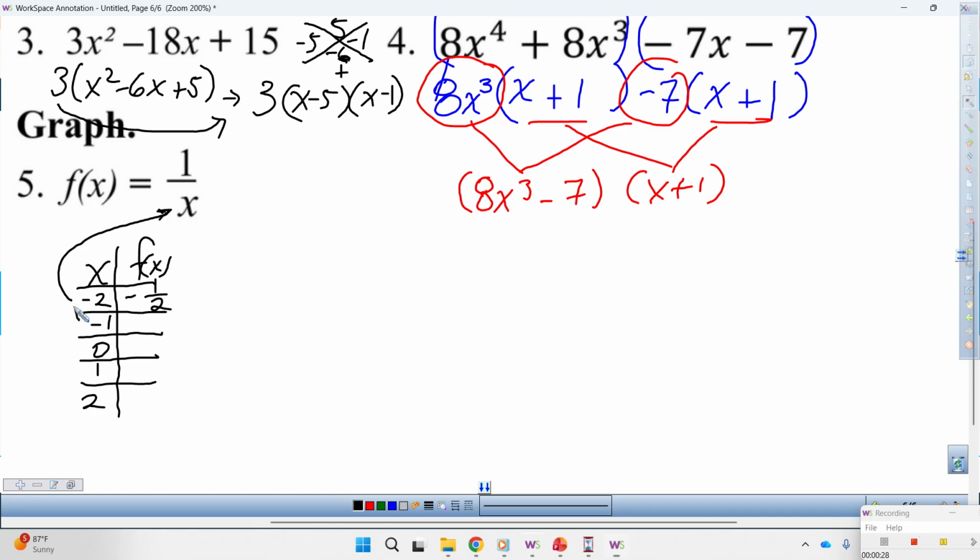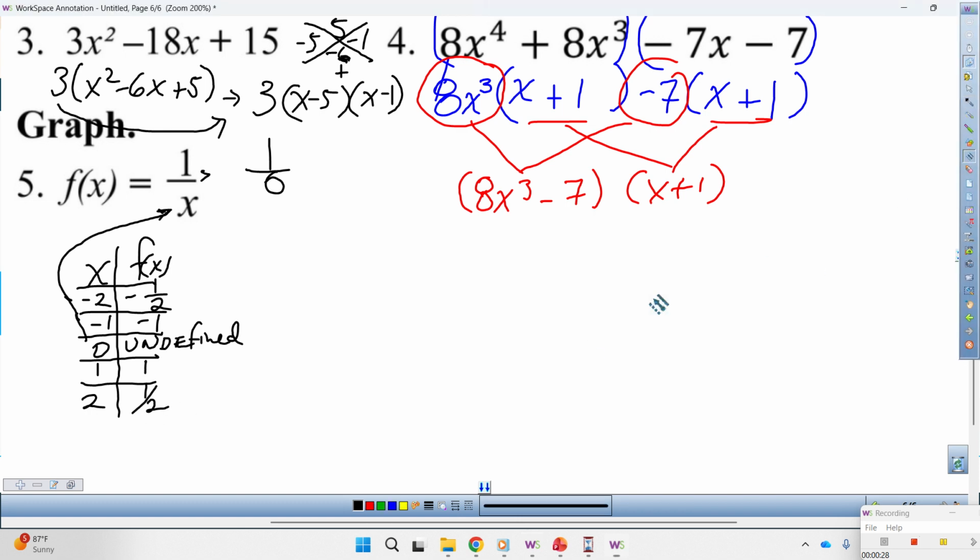Next, if we substitute -1 in here, 1 divided by -1 is -1. However, if I substitute the 0 here, we have 1 over 0. Can that happen? No, we can't have 0 in the denominator, so we write UND, which means undefined. Continuing, if I substitute the 1 in there, 1 divided by 1 is 1. If I substitute 2 there, that's 1/2.